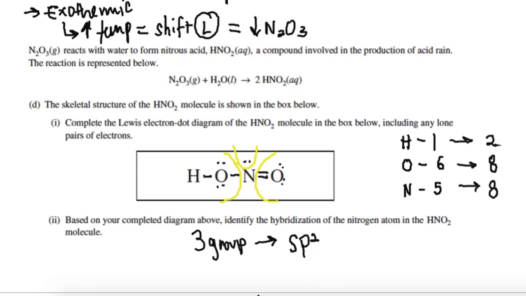There's a table that you can learn that basically, as long as you can figure out the number of groups of electrons, not single electrons, that you have around an element, then you can figure out the hybridization. So for nitrogen, because there are 3 groups, it's sp2.